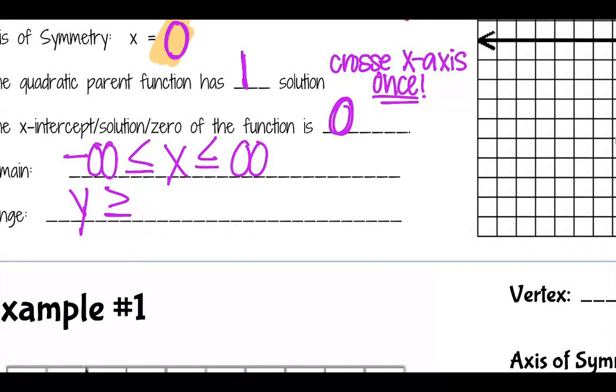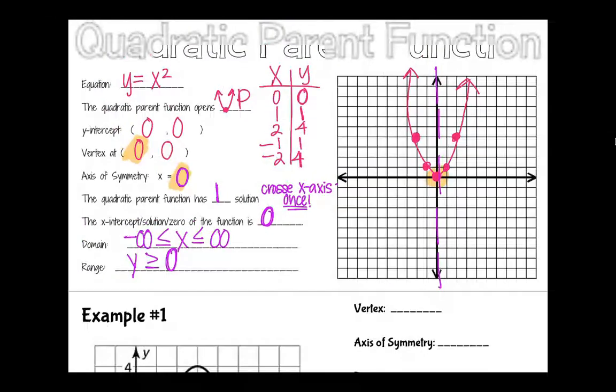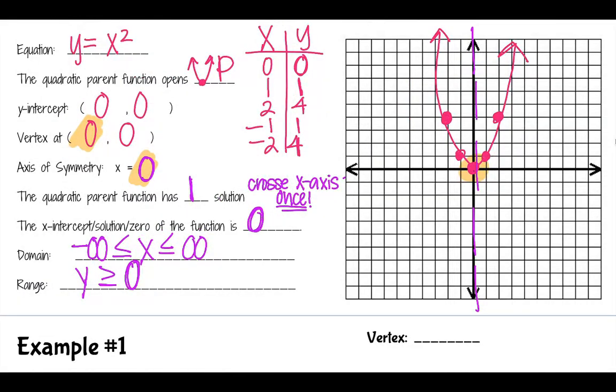So I'm looking at the vertex point. Well, it's not crossing this line here, right? That's the lowest point. So it's got to be greater than or equal to 0. So there are some of the attributes from looking at a graph.